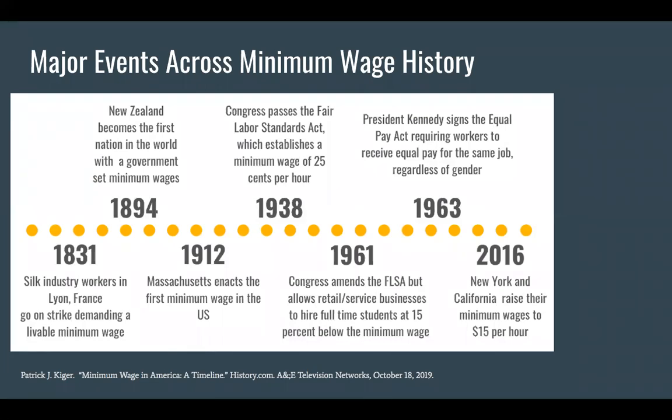Following a series of gradual increases, the $7.25 federal minimum that we know today was introduced in 2009. Lastly, as we see here on the timeline, in 2016, New York and California legislators passed laws raising their minimum wage to $15 an hour.